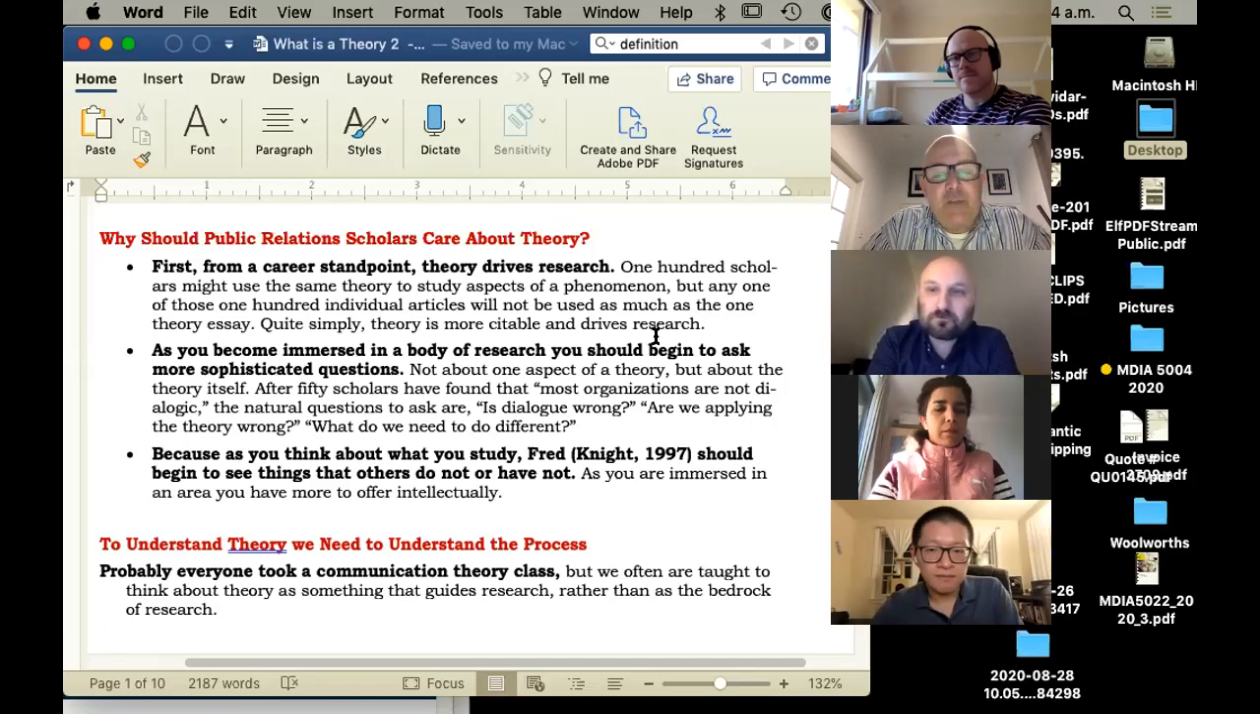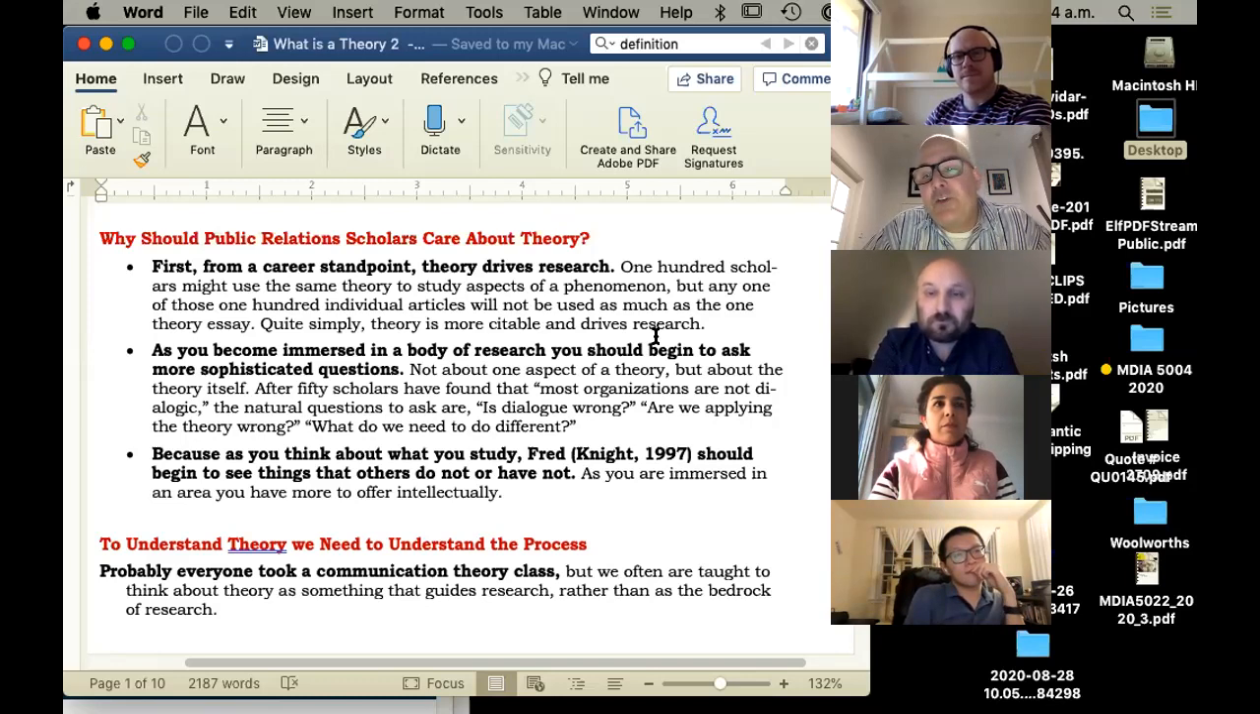Second thing here is as you become immersed in a body of research, you should begin to ask more sophisticated questions. A beginning graduate student will find it difficult to enter into a theoretical discussion or debate about something because you don't have the background yet. You don't know what's been said before. You don't know all the pieces that have been written. And importantly, you don't necessarily know about a bunch of other theories or ideas or concepts to turn to when you want to extend or question something, when you want to ask about it.